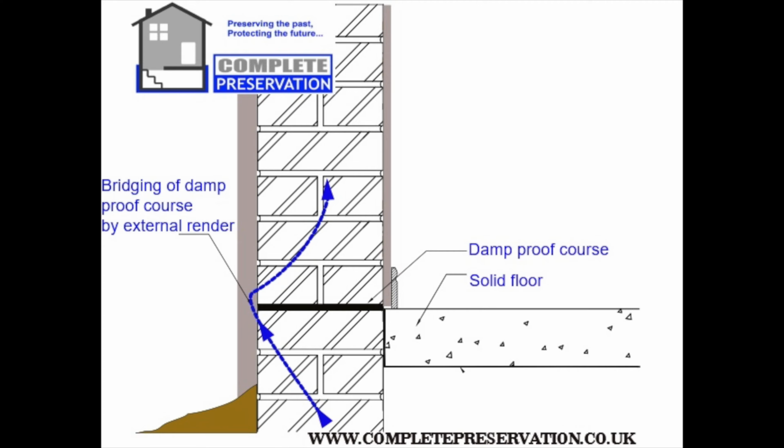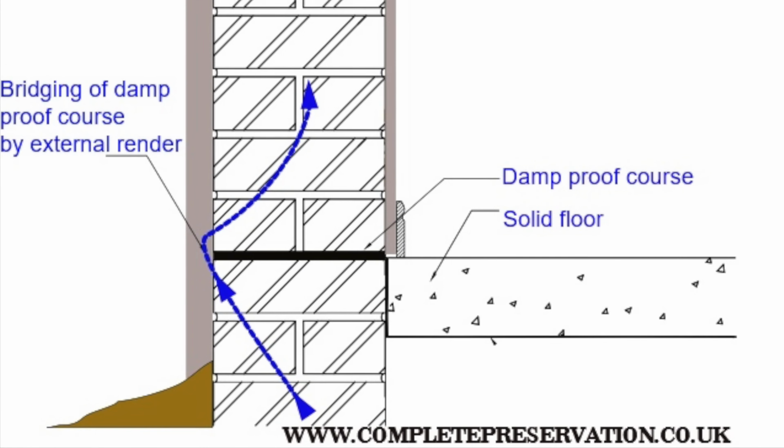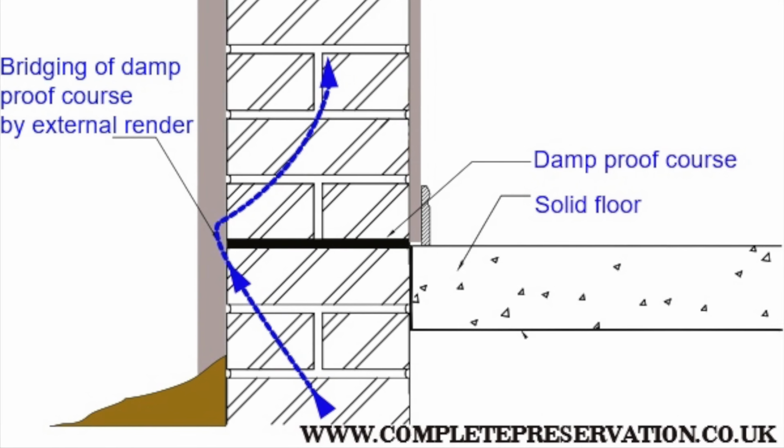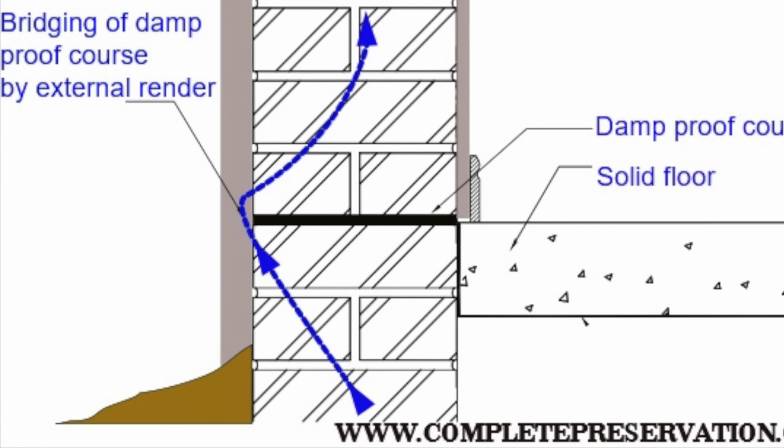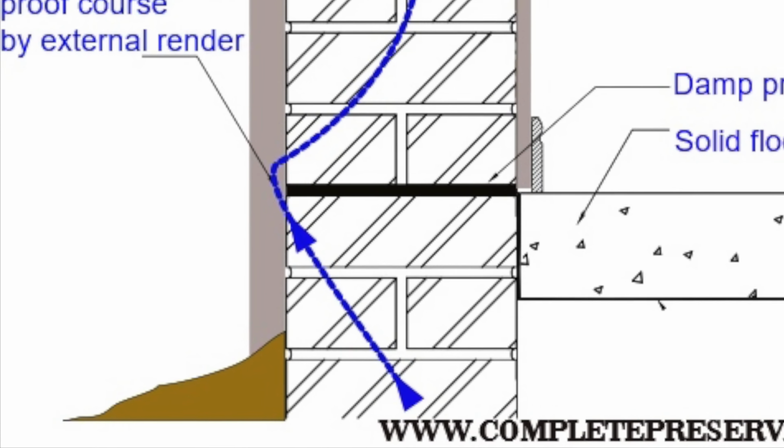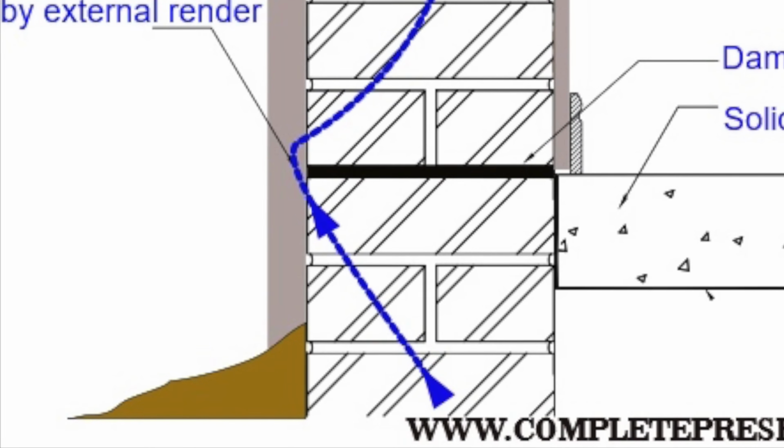Very common, the damp-proof course is being bridged by the external render. So again you can see the blue line, which is the way the moisture is going, so you can literally cut that render back, level with the damp-proof course, form a bell mouth to drip any water away. Bob's your uncle, job done.